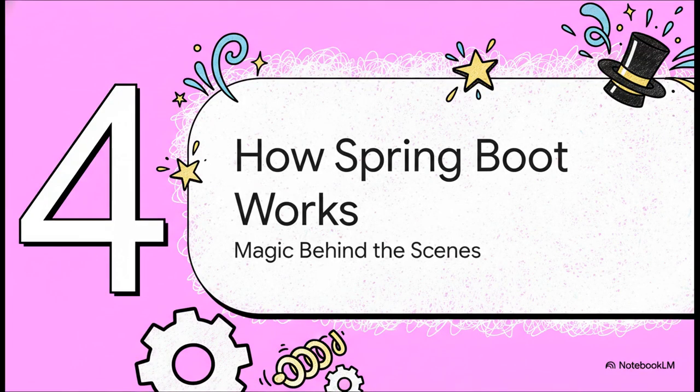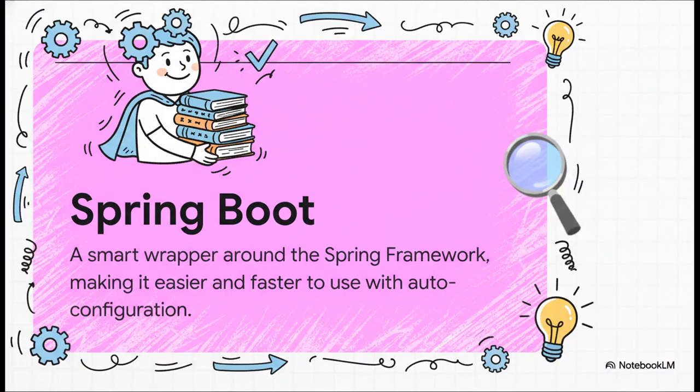So you might be wondering, how does all this magic actually work? Let's pull back the curtain for a second. The really important thing to understand is that Spring Boot isn't a replacement for the original Spring framework. It's more like a massive upgrade that makes it way easier to use. The best way to think about it is like this. Spring Boot is a super smart assistant. It's a wrapper that sits on top of the powerful Spring framework. It looks at what you're trying to do, and then it makes intelligent decisions and sets up sensible defaults for you. It handles all the boring, repetitive work so that you can focus on what really matters, writing the code that makes your application unique.